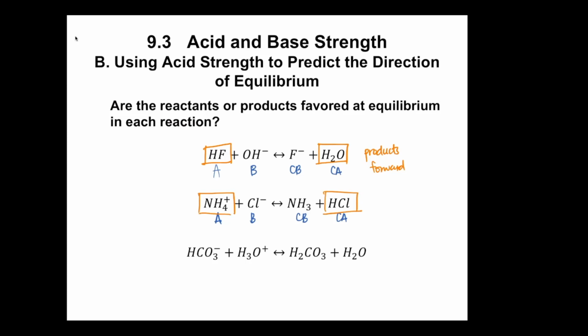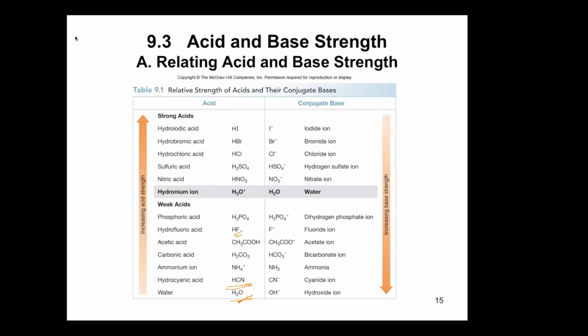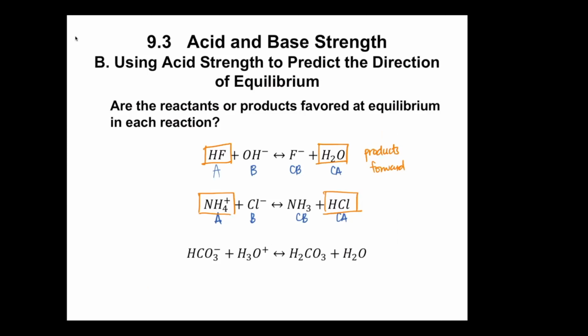Again, if we go back to the table, we have here NH4, and then we have here HCl. Here, we can already say that HCl is the stronger acid compared to NH4. That is why, in this example, the reactants will be favored. So reactants are favored here, or the reverse reaction.